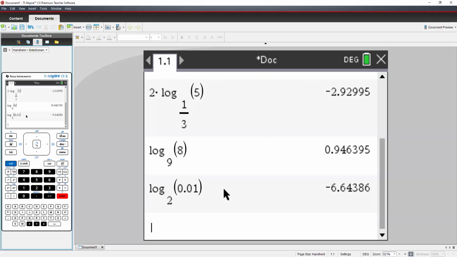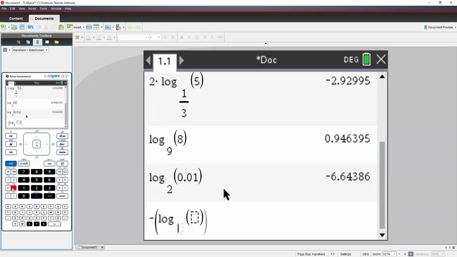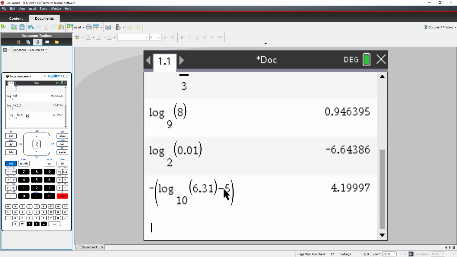So if I plug in what I just calculated, which was a negative parentheses log, base 10, right? So it'd be log 6.31 and then minus 5. I get this as an answer.